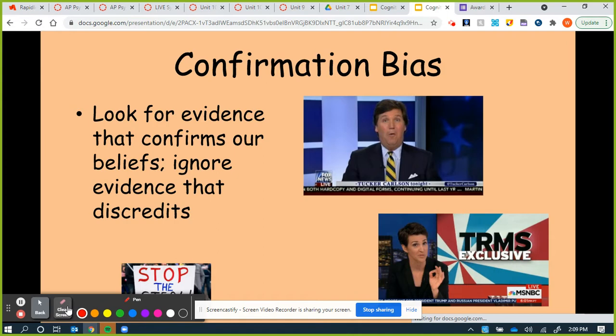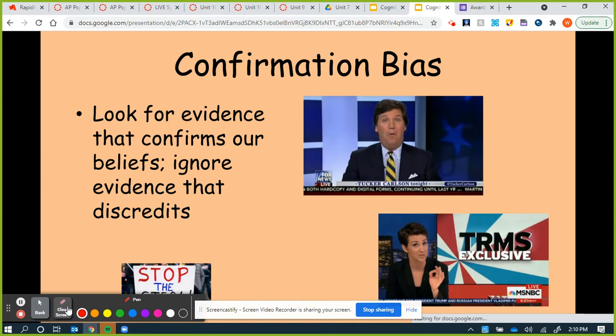Confirmation bias, something that can get in the way of us critically thinking. Confirmation bias is when we have a belief about something and we only look for information that confirms what we believe, and then we ignore stuff that goes against it.